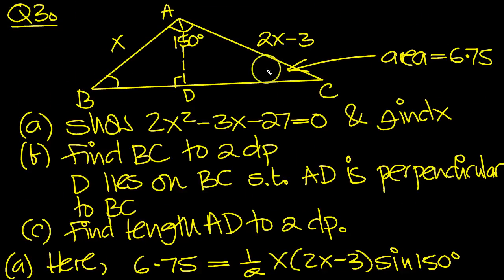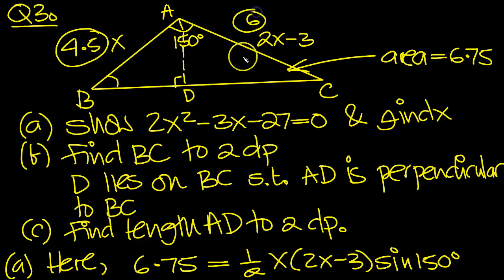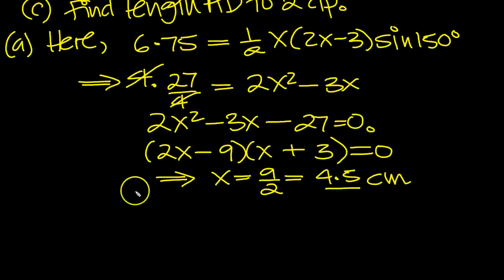Find BC to 2dp. So we want this length here. So we'll have to use the cosine rule because we've got the two sides and the included angle. So x is 4.5, so let's put that in here. And this is 2 times 4.5 is 9, minus 3 is 6, so this side is 6. So we can work out BC straight away. So BC squared then, or BC is equal to, I'm going to leave off the square and I'm going to square root the other side.